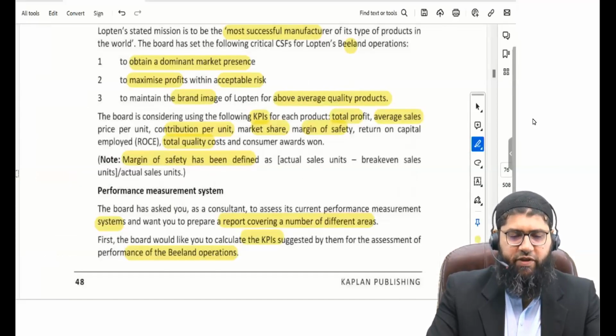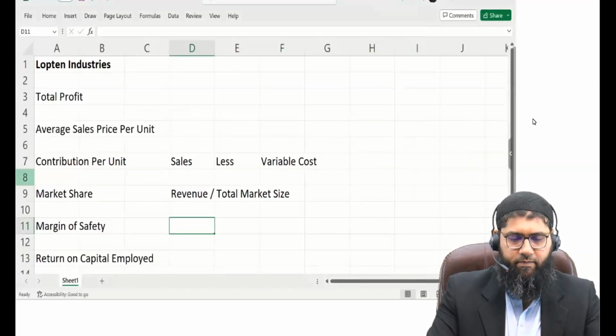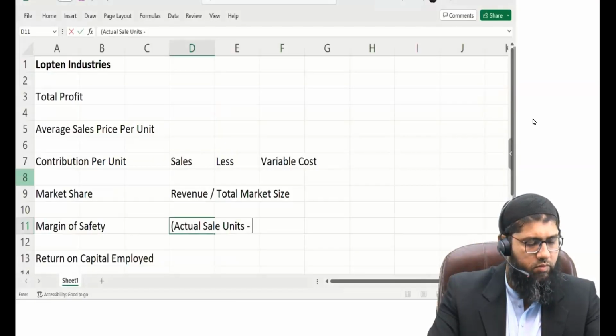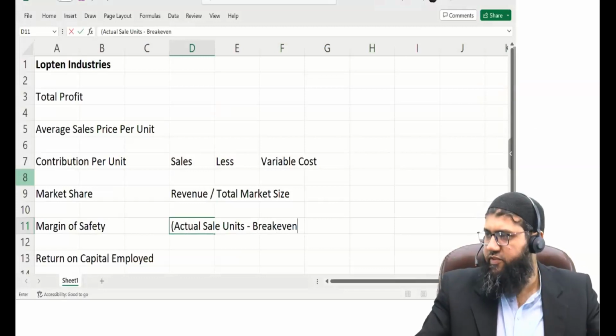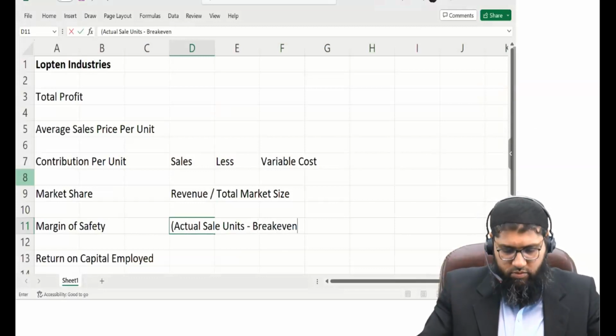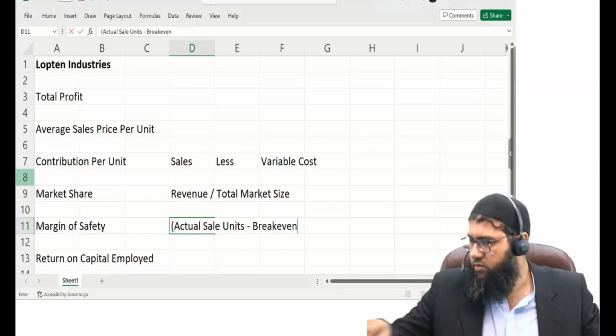Margin of safety has been given as a formula, which is actual sales units minus break-even sales units. Just a second, please.